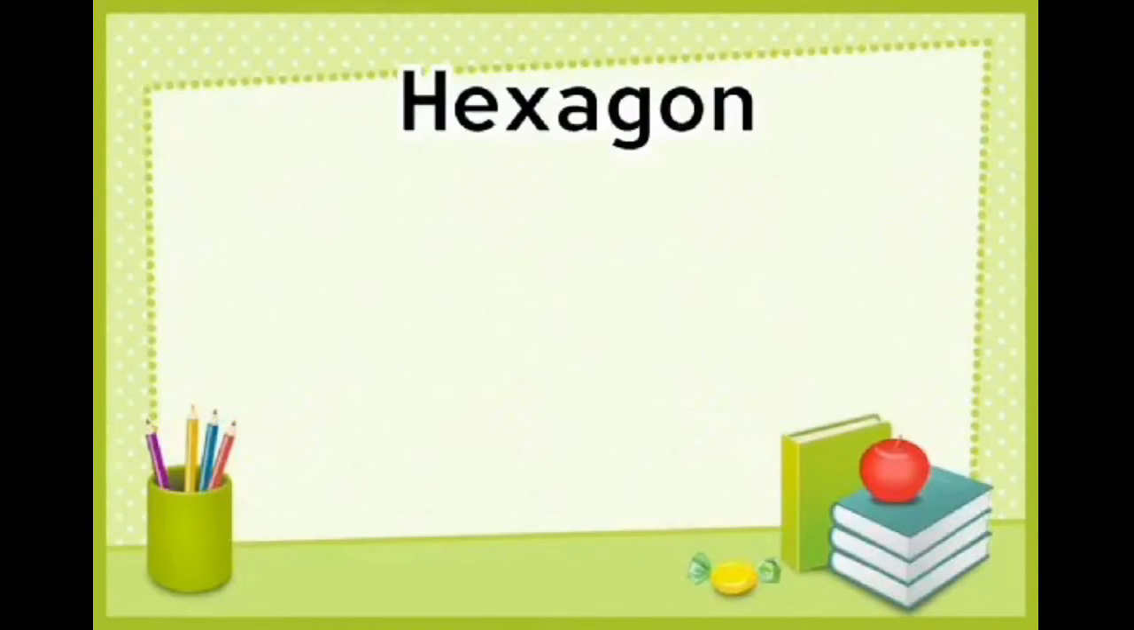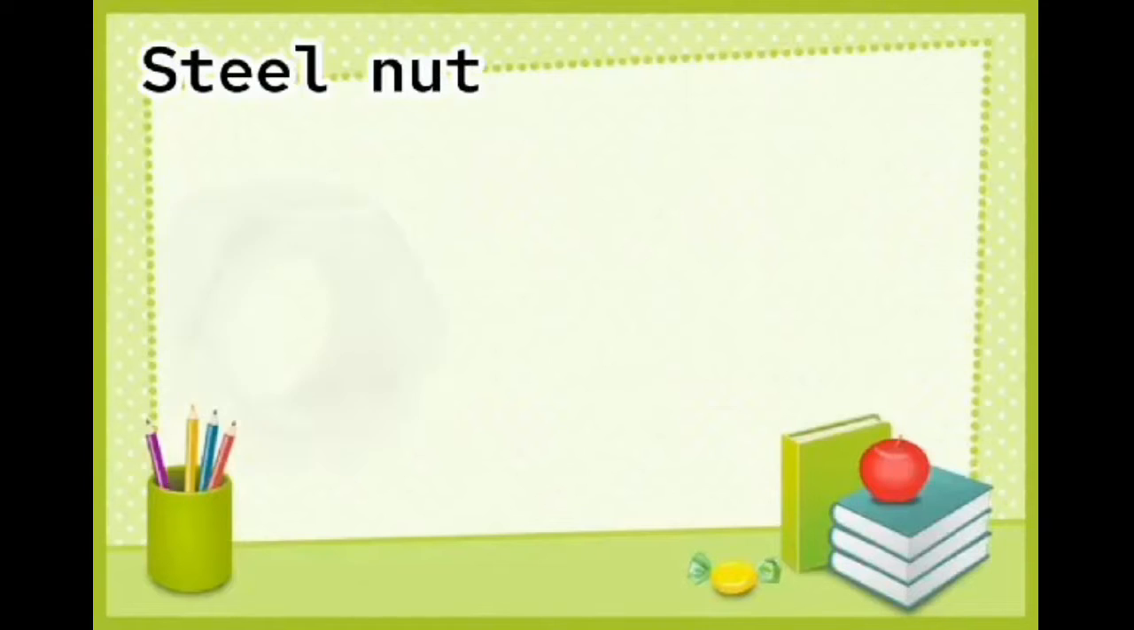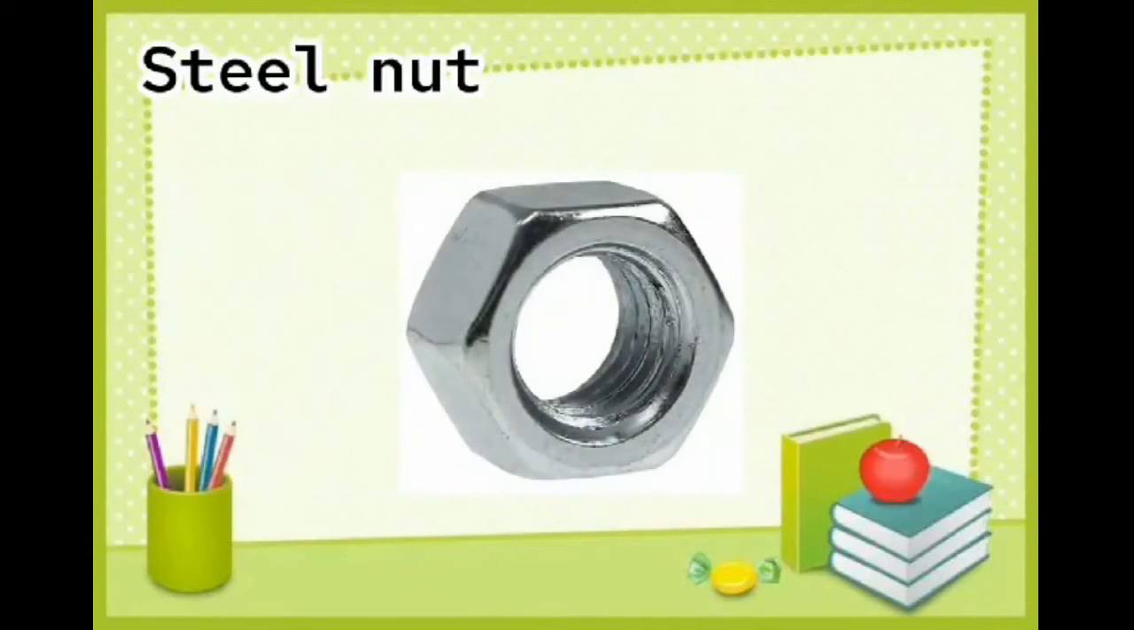Here are the examples of polygons. Hexagon. A plane figure with six straight sides and angles. Steel nut. It is a six-sided screw that is paired with a bolt used as a construction material. Let's see if it has six sides. 1, 2, 3, 4, 5, 6.